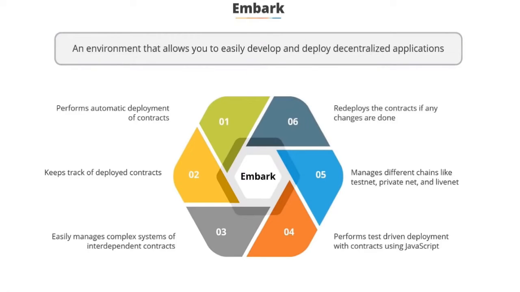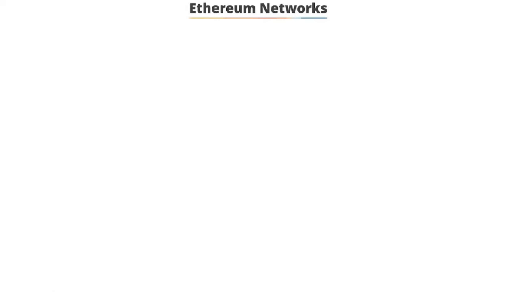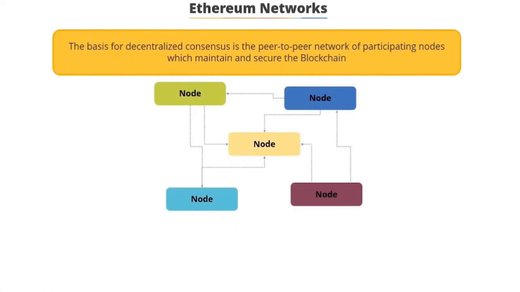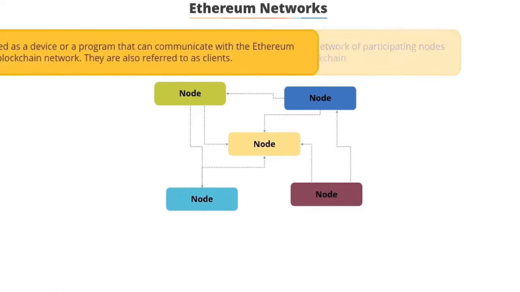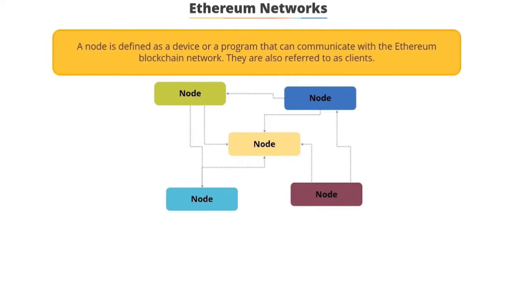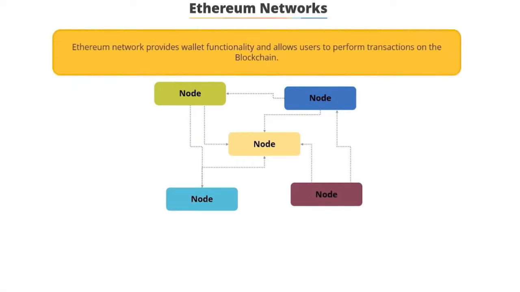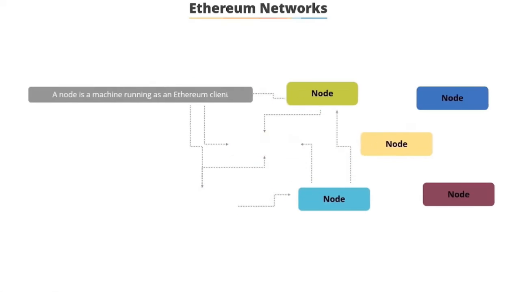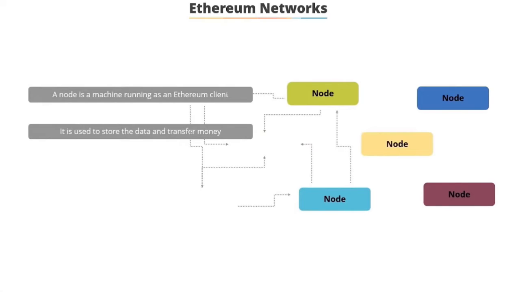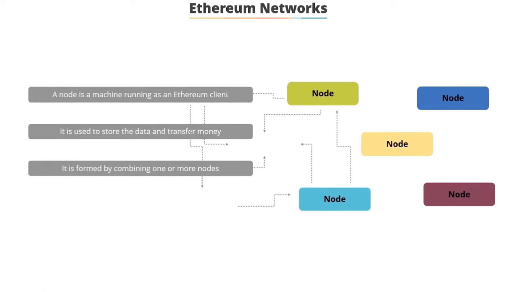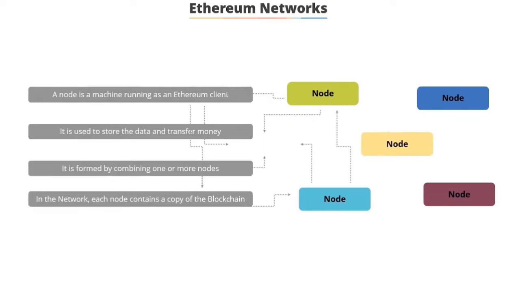Let's talk about Ethereum networks. Ethereum network. The basis for decentralized consensus is the peer-to-peer network of participating nodes which maintain and secure the blockchain. A node is defined as a device or a program that can communicate with the Ethereum blockchain network. They are also referred to as clients. They provide wallet functionality and allow users to perform transactions on the blockchain. Thus, a node serves as a machine running as an Ethereum client. It is used to store the data and transfer money. A network is formed by combining one or more nodes, and each node contains a copy of the blockchain.